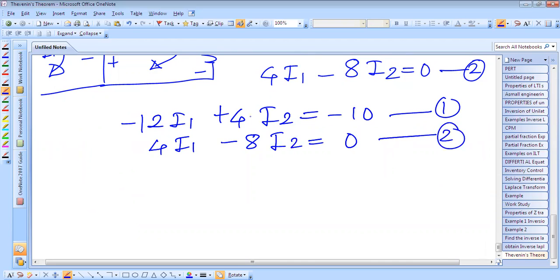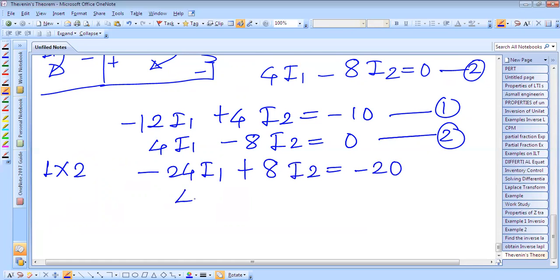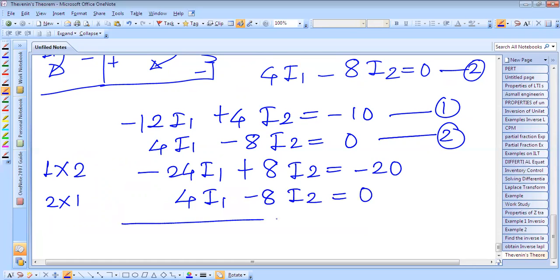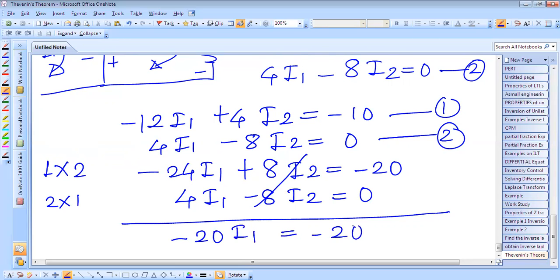So we have to make this 8 so that it will get cancelled. So multiply equation 1 by 2. So minus 24I1 plus 8I2 is equal to minus 20. And multiply equation 2 by 1, this will remain the same. Okay, now just subtract these. There will be minus 20I1 is equal to minus 20.